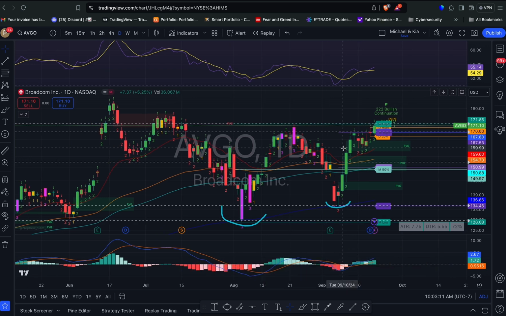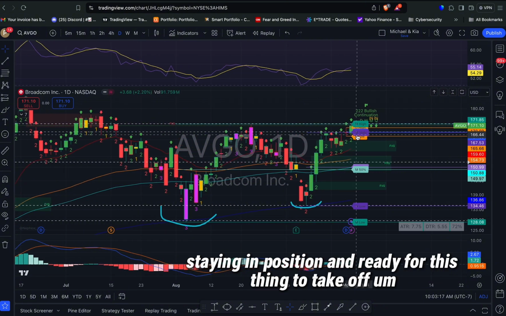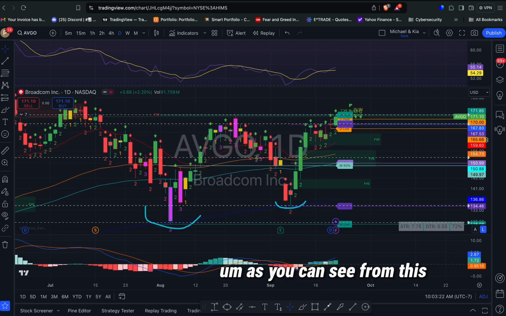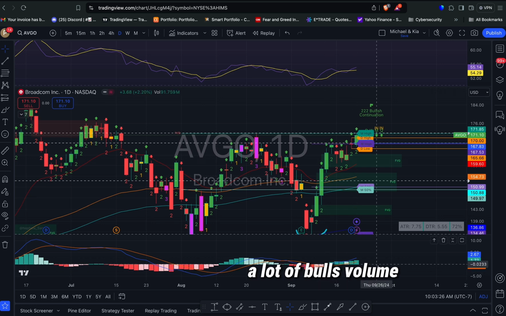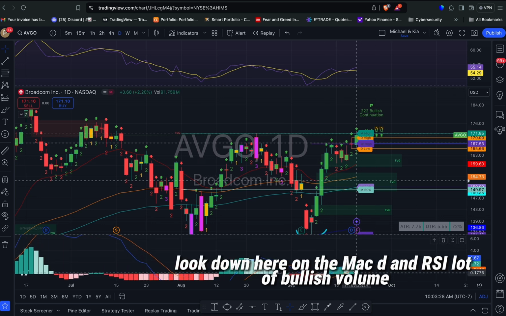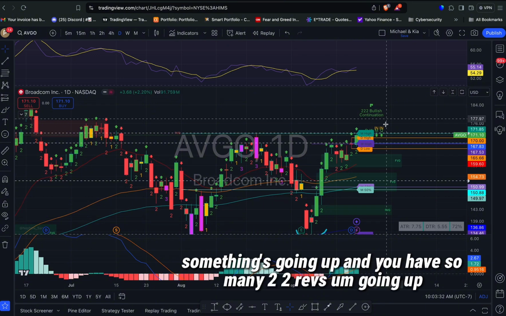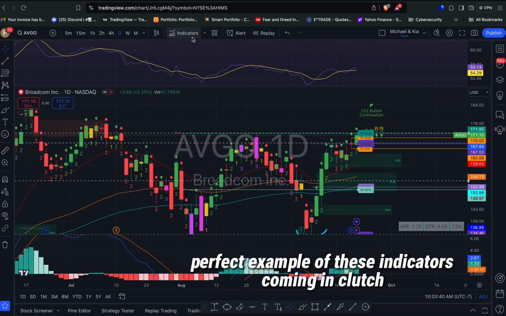I think AVGO is finna rip. I really do. So I definitely will be staying in position and ready for this thing to take off, which I am. So definitely keep your eyes peeled on AVGO, as you can see from this. There's a lot of bullish continuation, a lot of bullish volume. Look down here on the MACD and RSI, a lot of bullish volume. So you have so many different ways to tell you, hey, something's going up, and you have so many 2-2 reversals going up. Everything's just bullish for AVGO. So perfect example of these indicators coming in clutch.